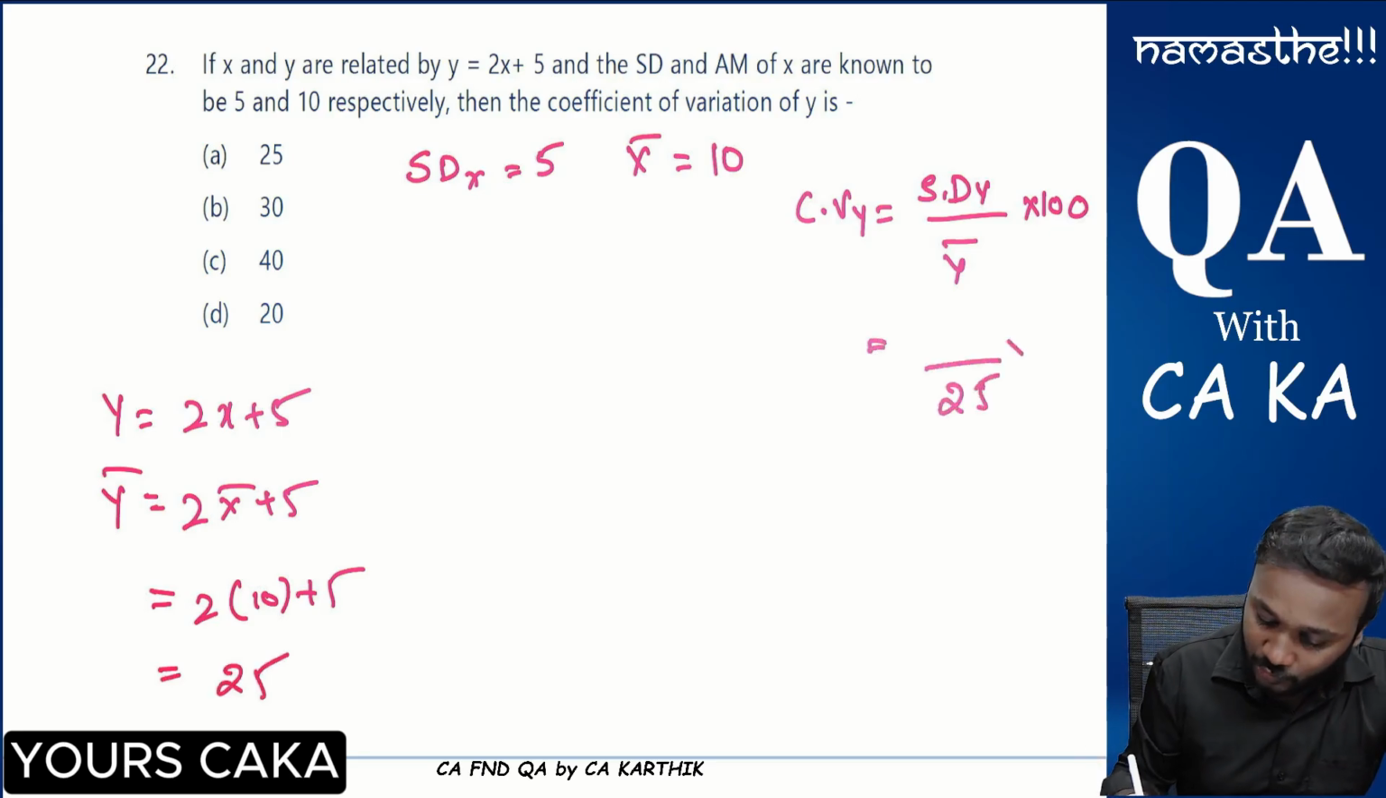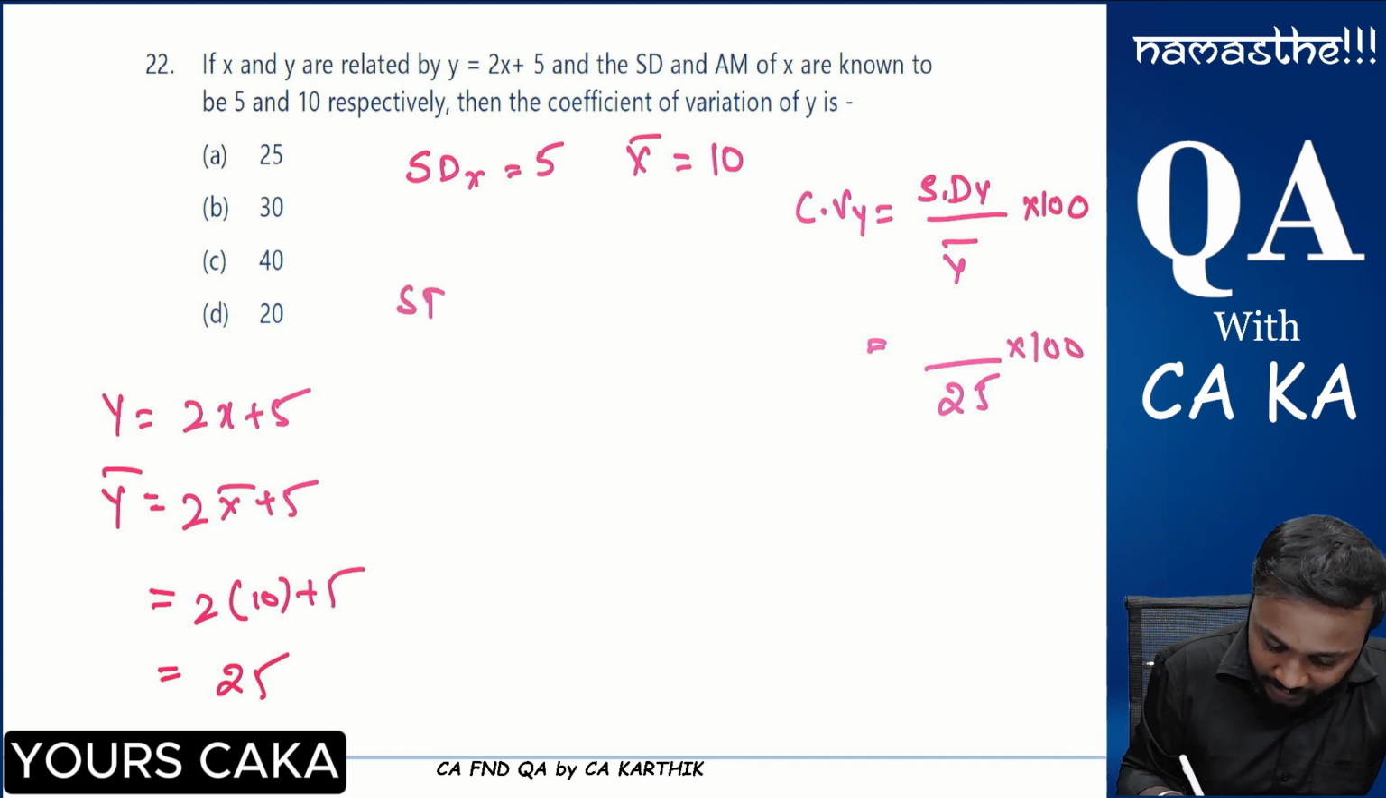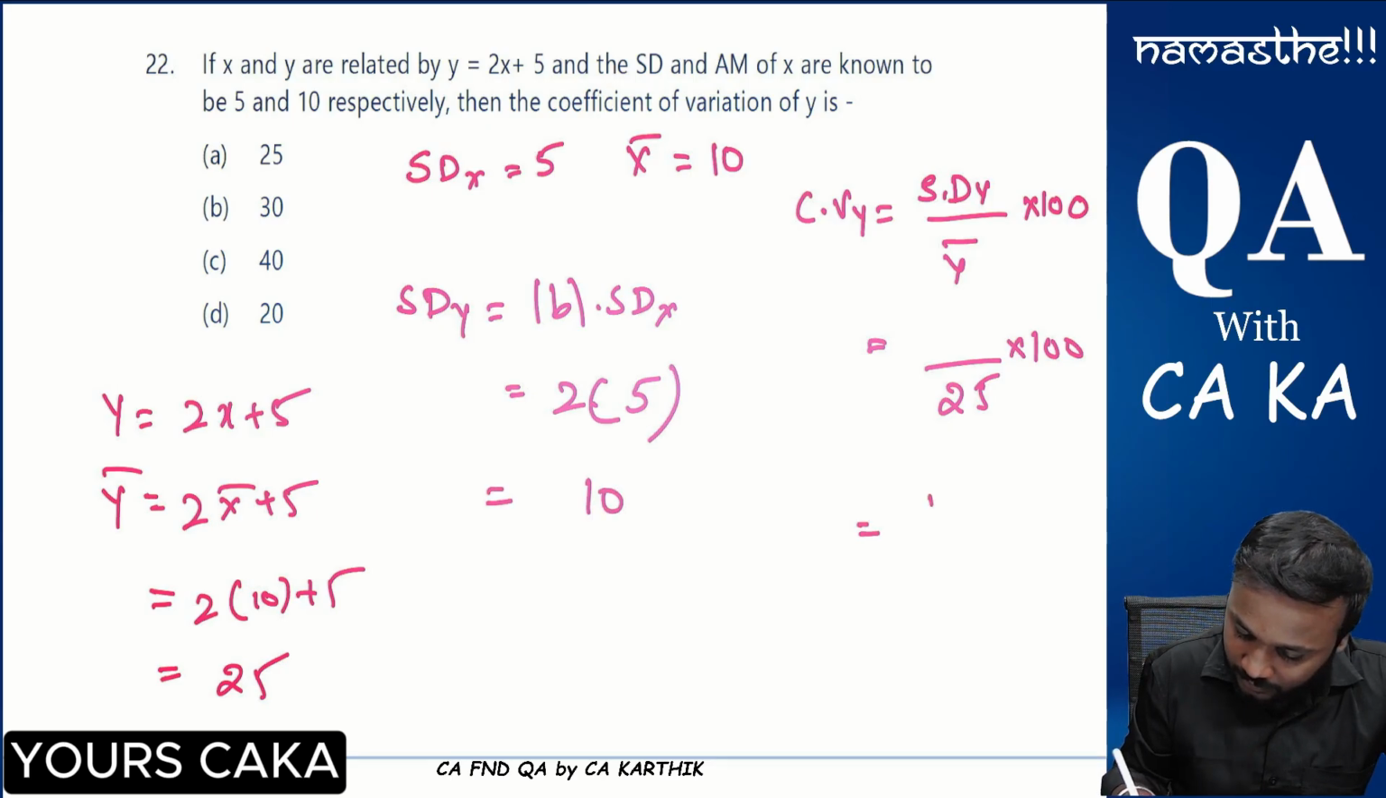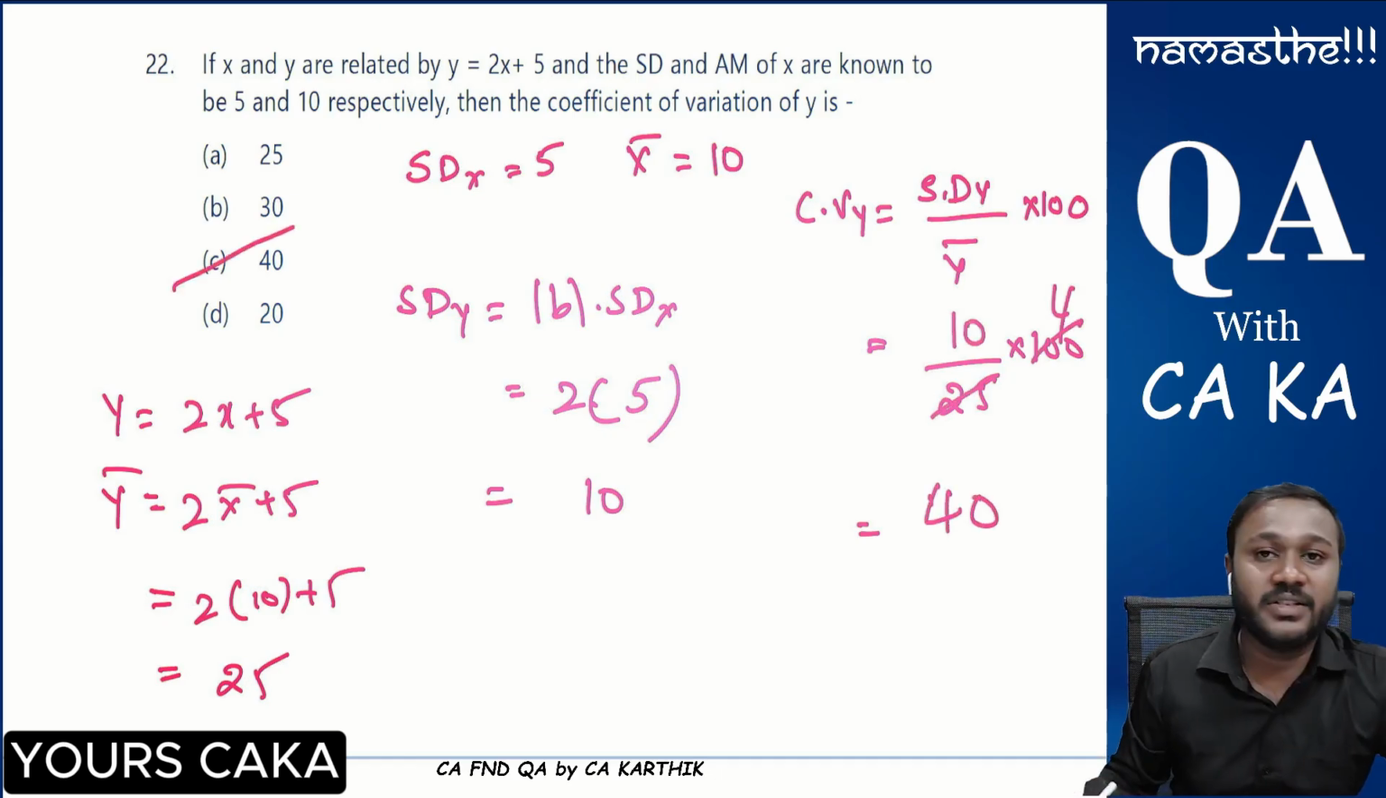Let's calculate the numerator now. Standard deviation of y is equal to mod b into standard deviation of x. Now what is mod b here? In this case, standard deviation is 5 and b is nothing but 2, which is 10. So this is 10 by 25 into 100, which is 40. Option C is your right answer.